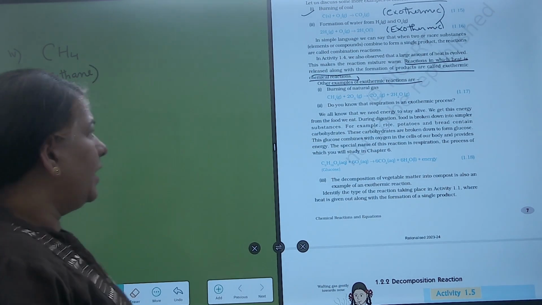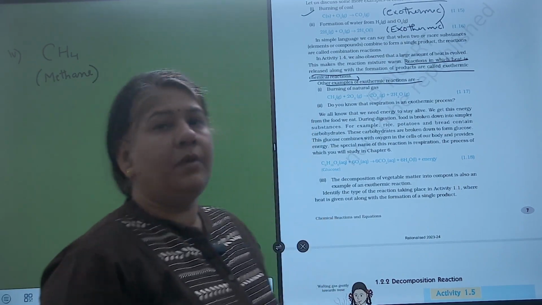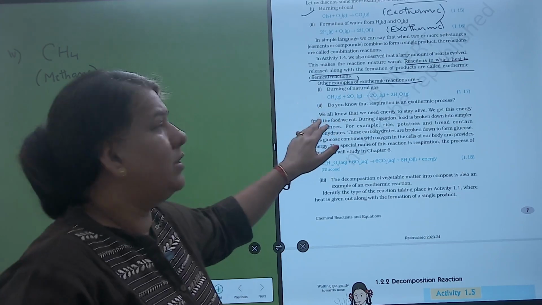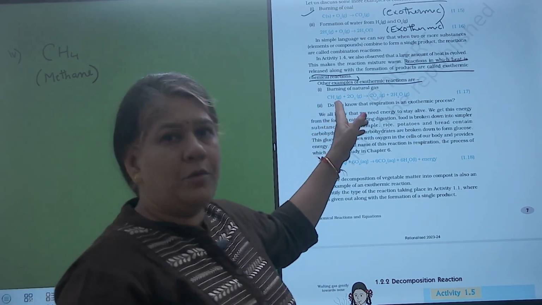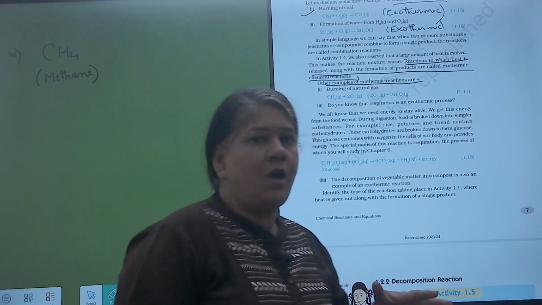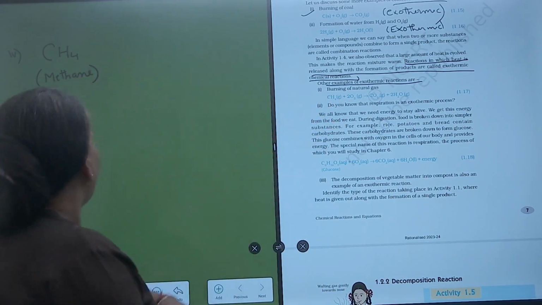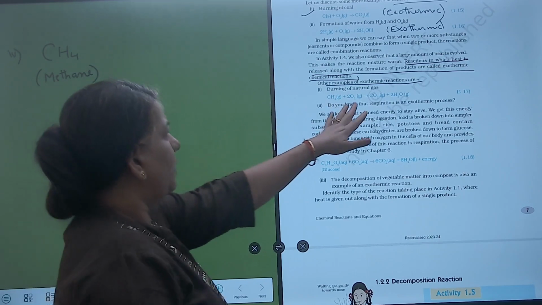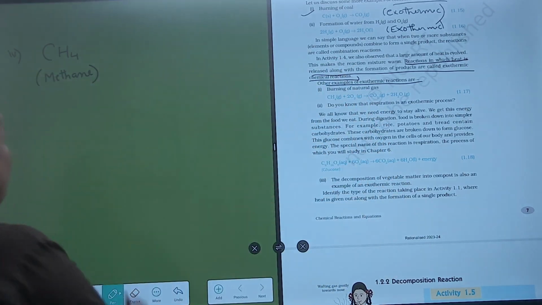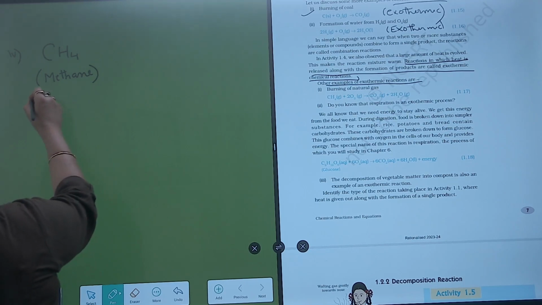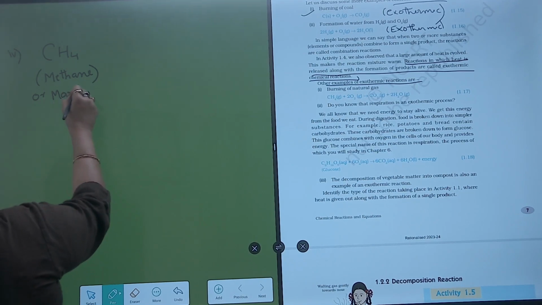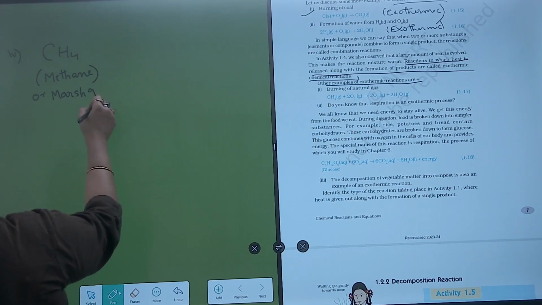You will study in carbon and its compounds how to name compounds which have only carbon and hydrogen. The general name is hydrocarbons. So you will study in detail about the naming of hydrocarbons. For this reaction, just remember CH4 is called methane, or it is commonly known as marsh gas.